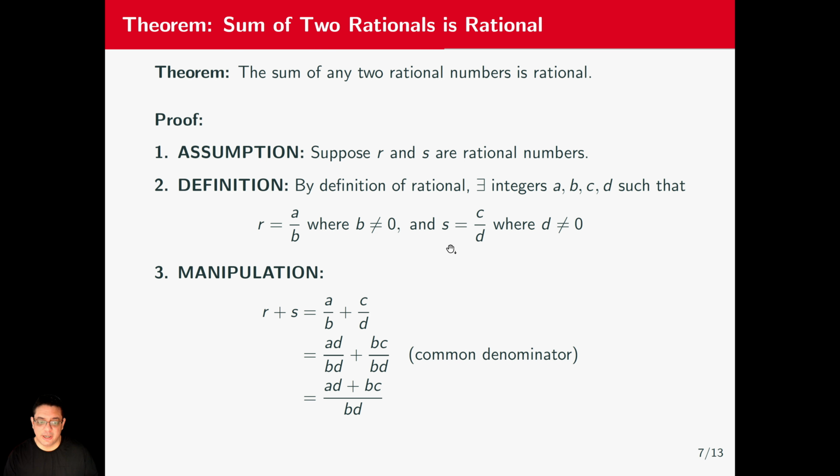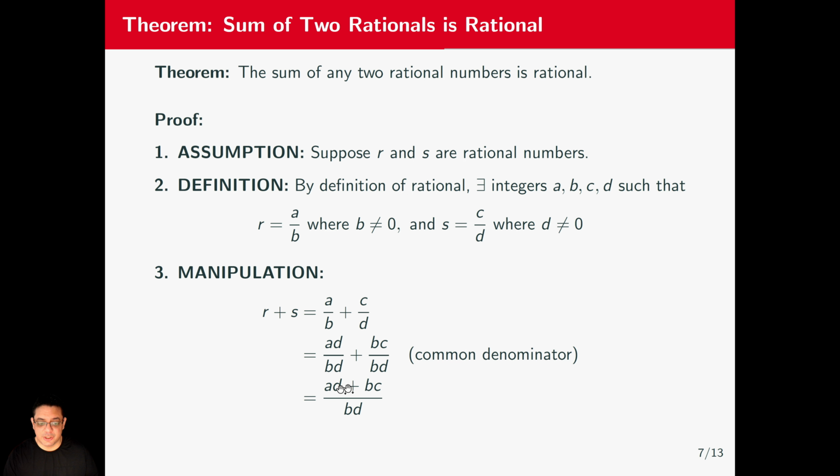So now, because of this, we go to the third step, our manipulation. We're going to add r and s, and that's going to give me a over b plus c over d. We multiply the a over b fraction by d, and we multiply the c over d fraction by b, so we can have a common denominator. And now we can join that into a single fraction. It's just going to be a times d plus b times c, over b times d.